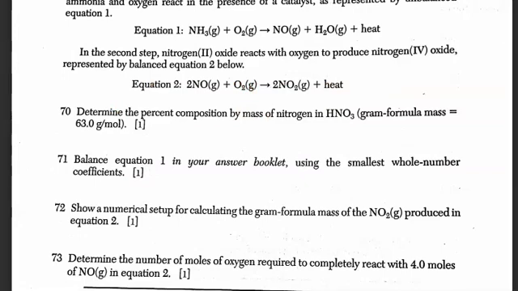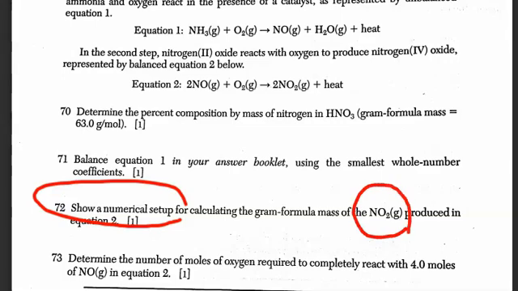Okay, the last question here is question 72. You're actually asked, instead of just calculating a gram formula mass, to show a numerical setup. That is totally a new twist. Now, the other thing that was happening is you're asked the gram formula mass for NO2 in equation 2. We had a lot of students that weren't sure, should they distribute the 2 to the nitrogen or the oxygen, or just calculate it for NO2? The real answer is just calculating it for NO2.